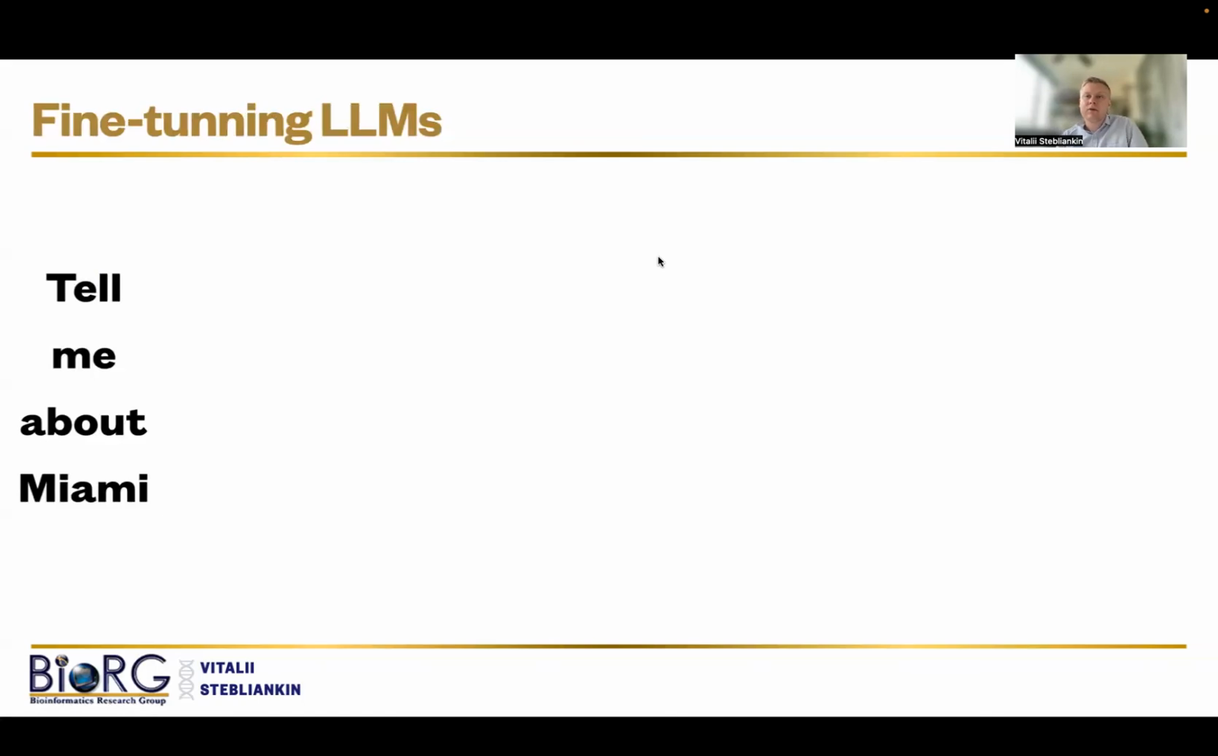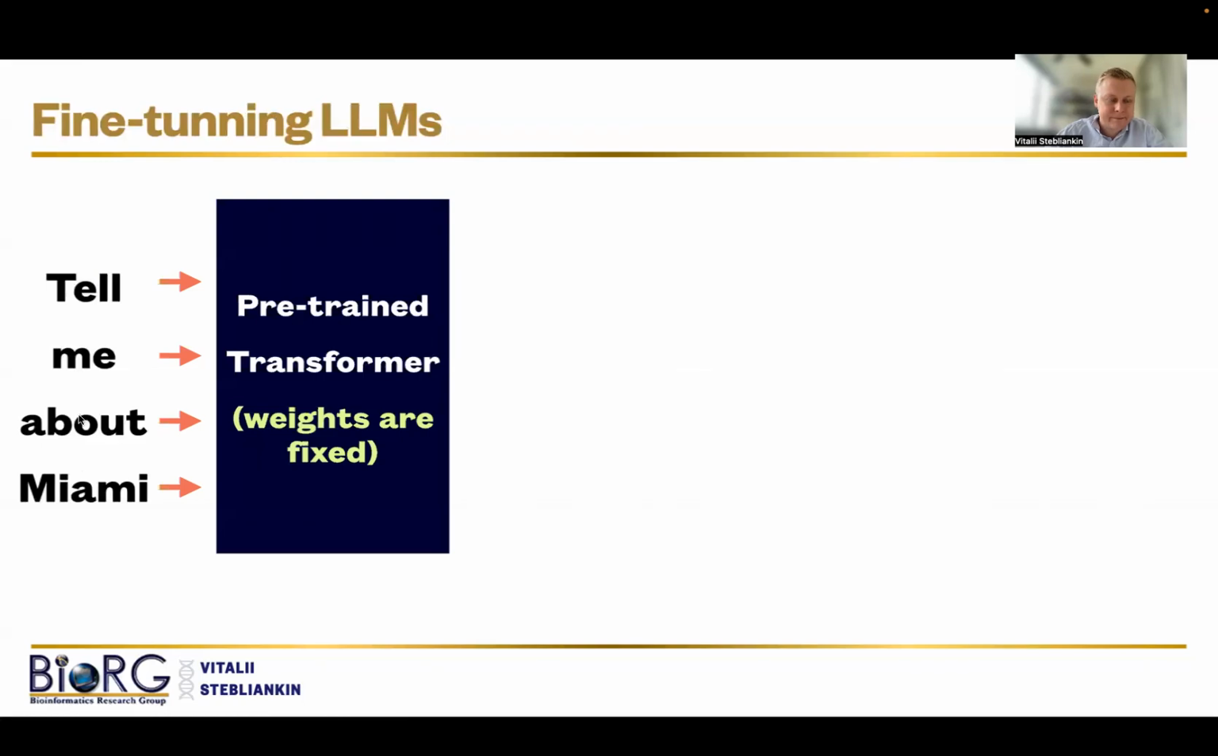Therefore, to make it great, like ChatGPT, we need to provide examples of those questions and answers. What is usually done is that the pre-trained model stays fixed. First, during the fine-tuning, we have a small subset of questions and the answers.